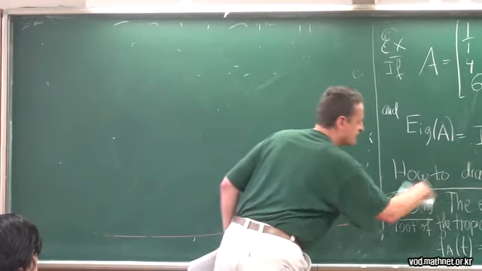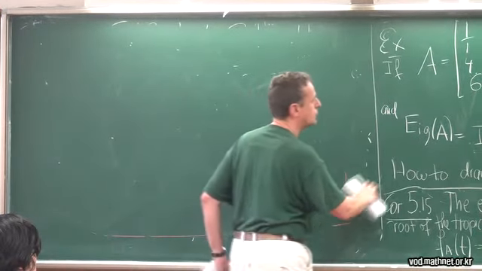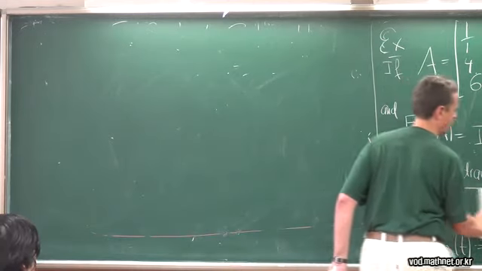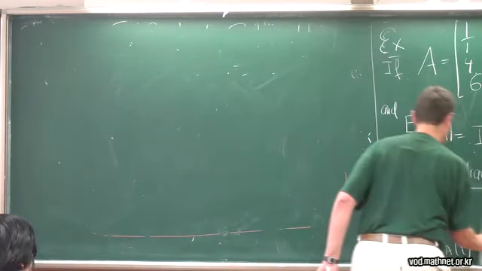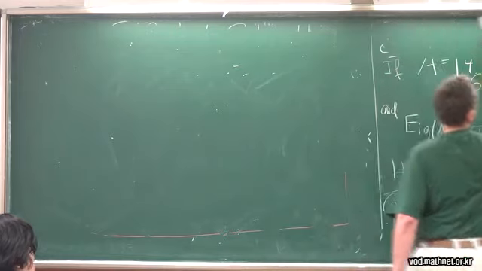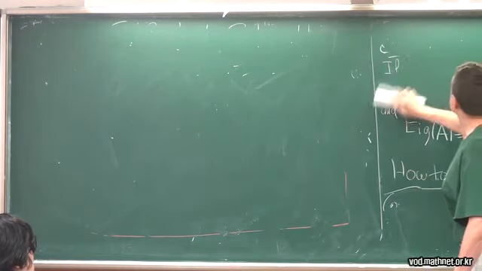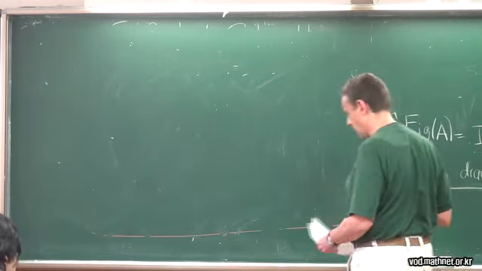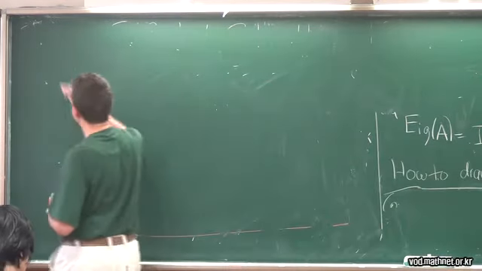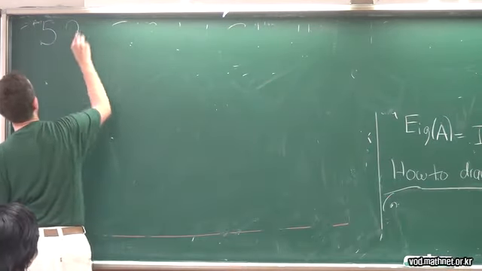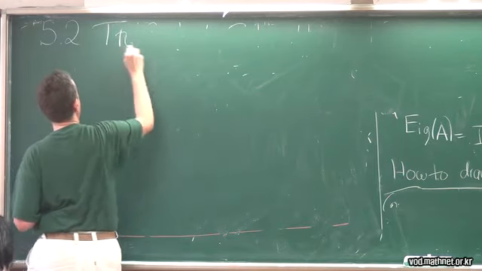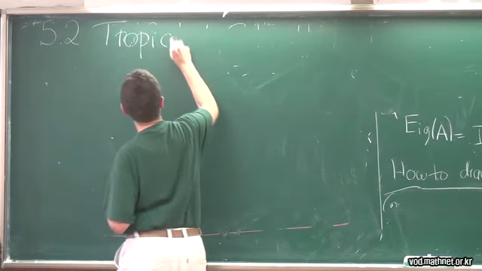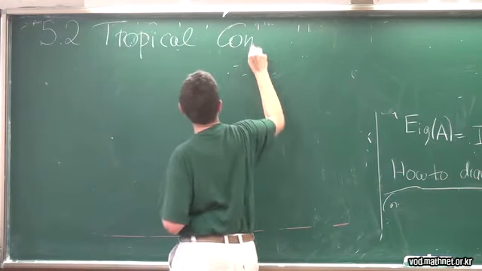Okay, let's get to this question. How to draw the image of a matrix? Let's focus on this question. If I give you a matrix, such as this one, how would you draw the image? That's our second topic today. That's tropical convexity.